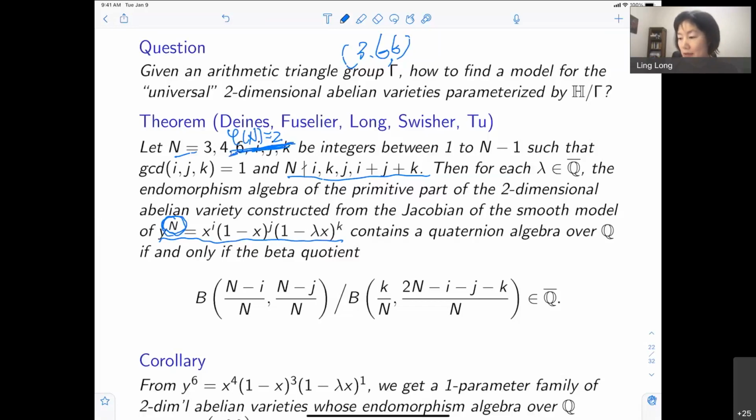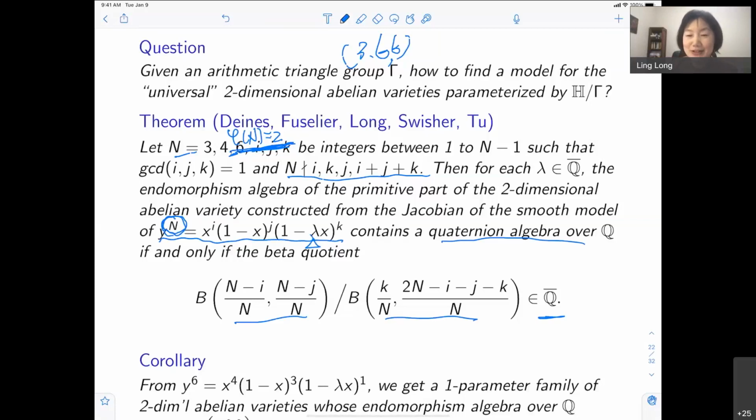variety parameterized by lambda. And the funny thing is, in the end, if we want the two-dimensional abelian variety constructed in this very rough description, maybe I will give you more details later. The endomorphism algebra of this two-dimensional abelian variety contains a quaternion algebra if and only if this two-beta quotient is algebraic.